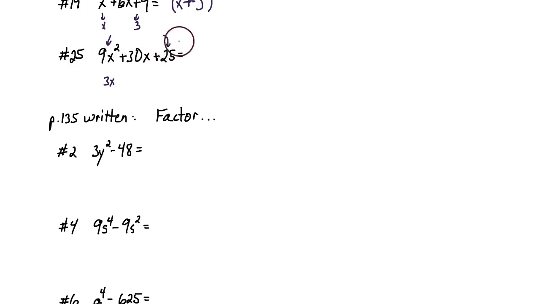This has to be a perfect square. What's the square root of 25? It's 5. The middle term has to be twice the product of 3x and 5. 3x times 5 is 15x. Twice that is 30x. So as soon as you've done all of those checks to know that this is a perfect square trinomial, then follow the pattern for perfect square trinomials. 3x goes here, plus sign in the middle, and the 5 goes there.